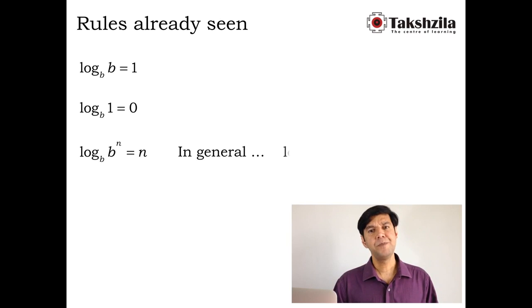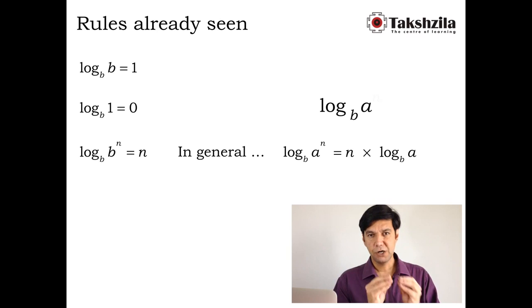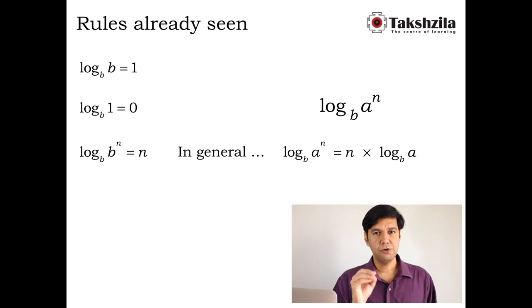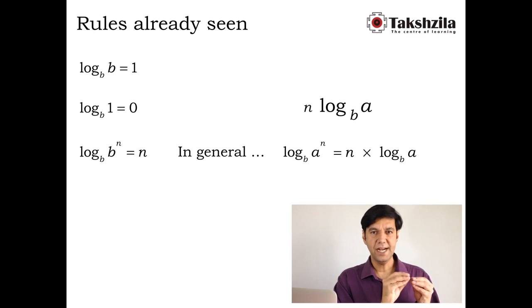Let's extend this last rule. What if it were log of a to the power n to the base b? It will be equal to n times log of a to the base b. We could look at it visually: log of a to the power n to the base b. The exponent n moves ahead of the log and the value will be n times the log.